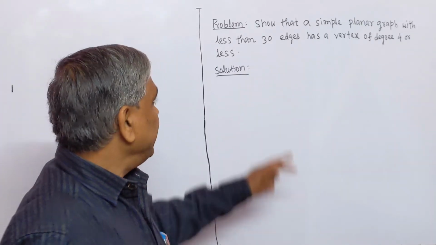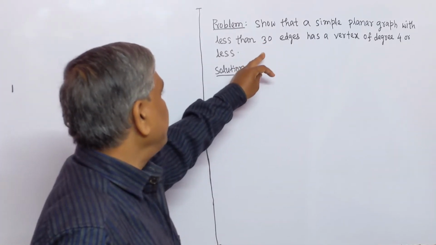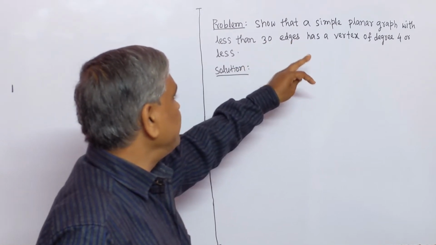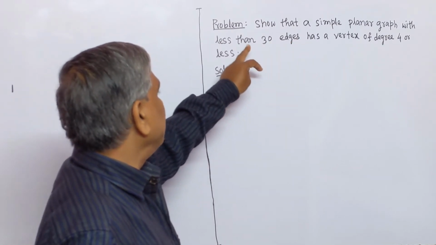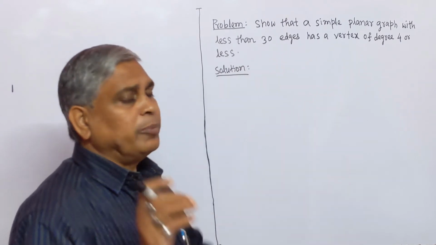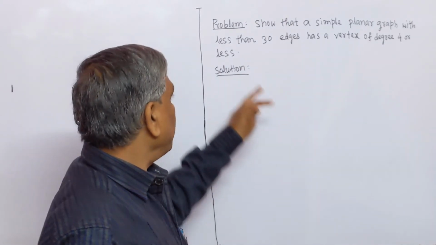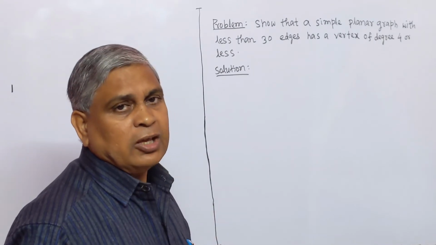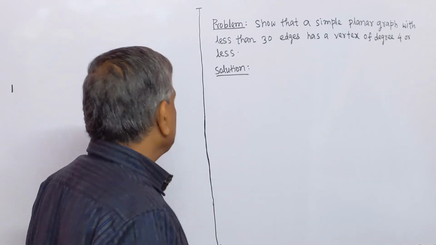Now we solve the next problem. The next problem is: show that a simple planar graph with less than 30 edges has a vertex of degree 4 or less. Now we solve this. Solution.